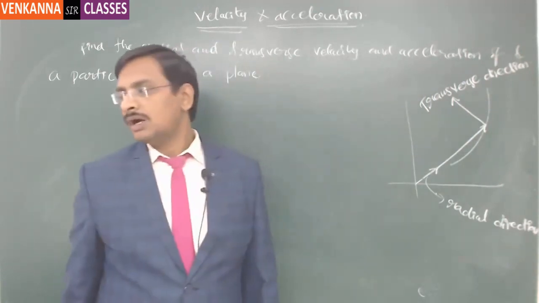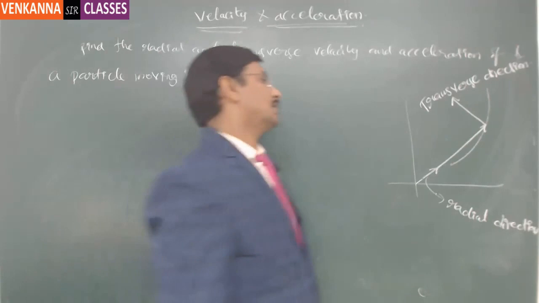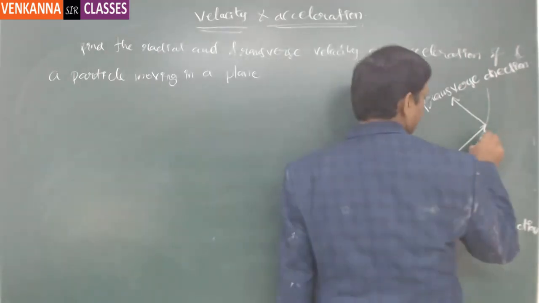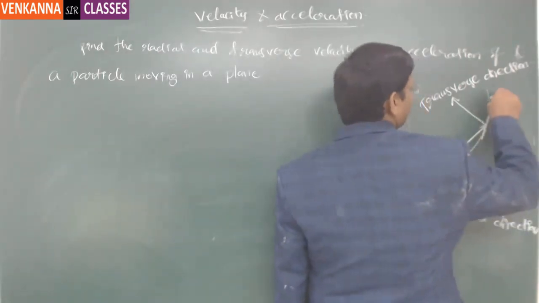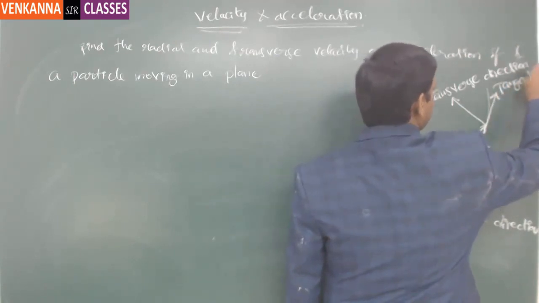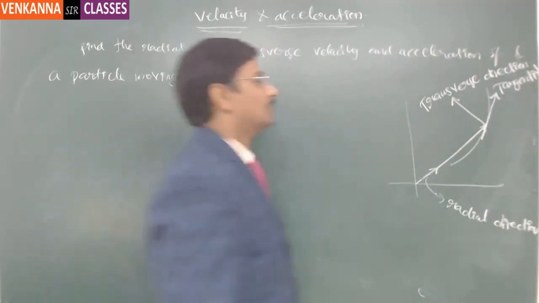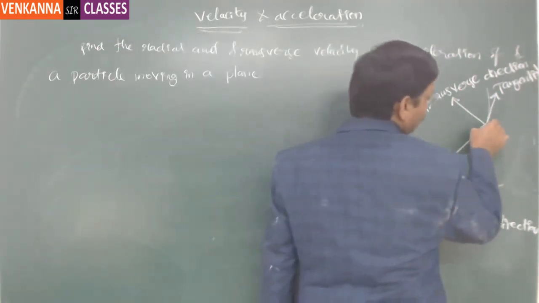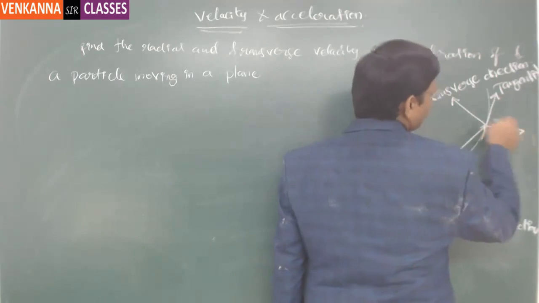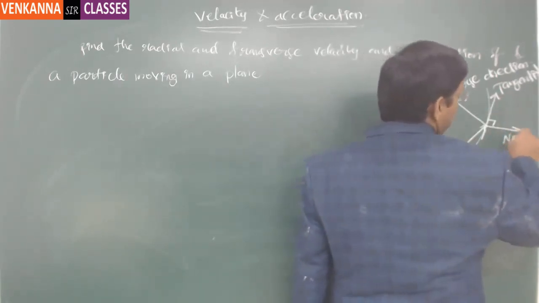Other than this, there are two more directions we can think of. That is the tangential direction, which is nothing but tangential to the path. And the normal direction, which is perpendicular to the tangent. So this is the tangent, and this is the normal direction.